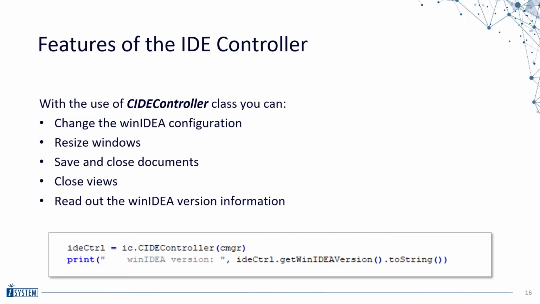I will describe some examples of functionality of the IDE controller. IDE controller is used for resizing windows, saving and closing documents, closing WinIDEA views, reading out the WinIDEA version information, changing most of WinIDEA settings on the fly. The changes are provided through the direct API functions or by changing so-called WinIDEA display options.